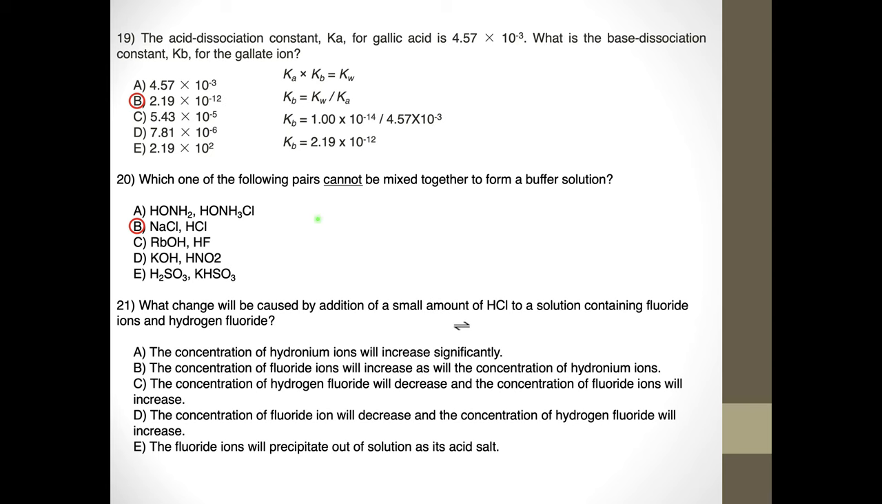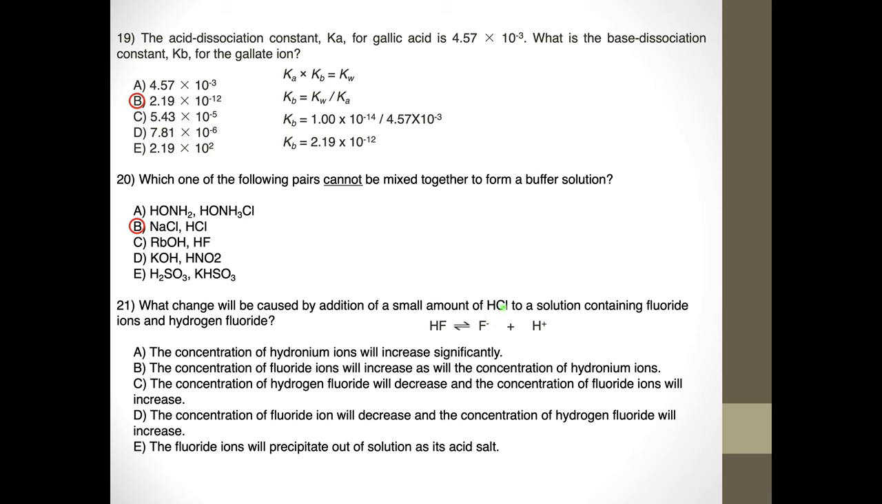Number 21, what change will be caused by addition of a small amount of HCl to a solution containing fluoride ions and hydrogen fluoride? So we're going to have HF at equilibrium producing the fluoride ion and H positive. If we add a small amount of HCl, which is a strong acid, in solution it's going to be completely dissociated. So we're going to have H positive ions, and that's going to increase this concentration. But because we are in equilibrium, when you increase this concentration, the equilibrium is going to shift to the left, decreasing the concentration of fluoride ions.